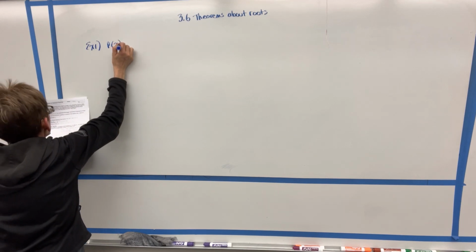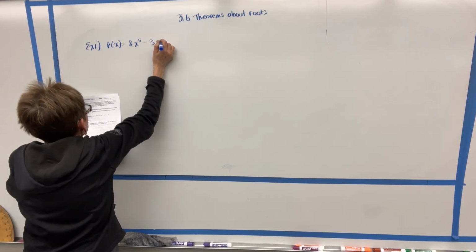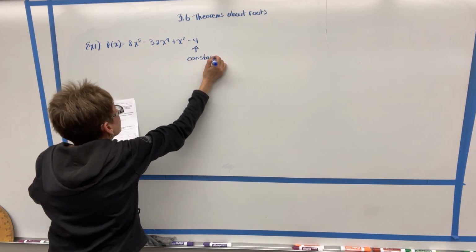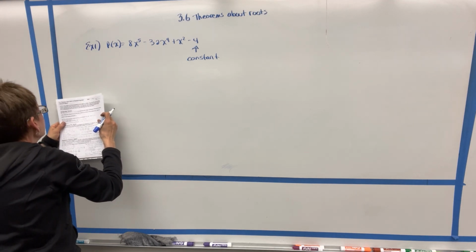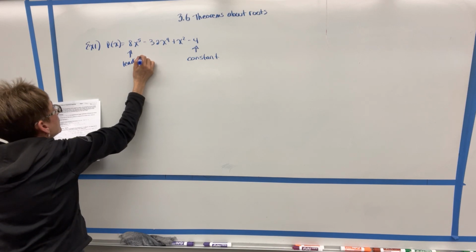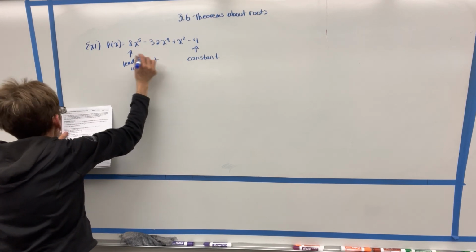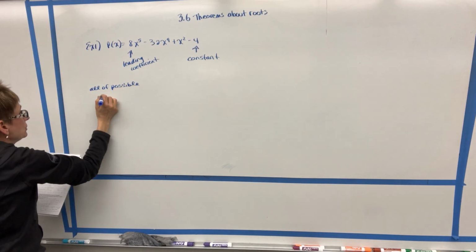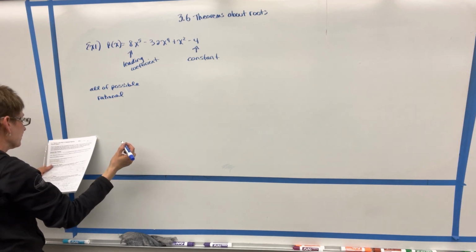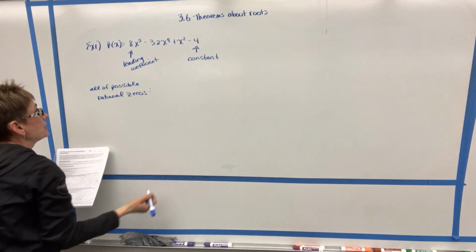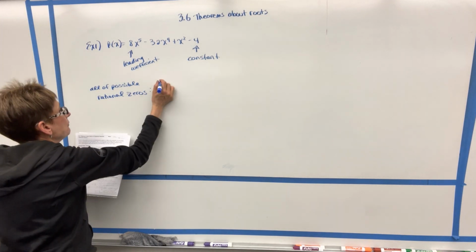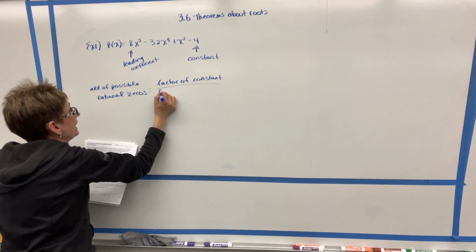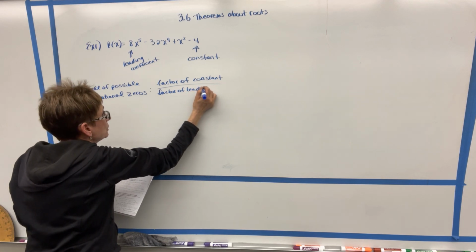If our function is 8x to the 5th minus 32x to the 4 plus x squared minus 4, this -4 is our constant, and this 8 is our leading coefficient. The rational root theorem tells me that all of the possible rational zeros, so in other words, not irrational or imaginary, but just rational zeros, all possible rational zeros have to be in the form of a factor of the constant divided by a factor of the leading coefficient.